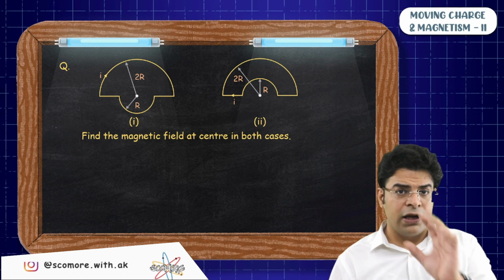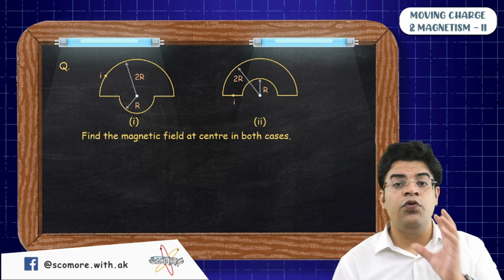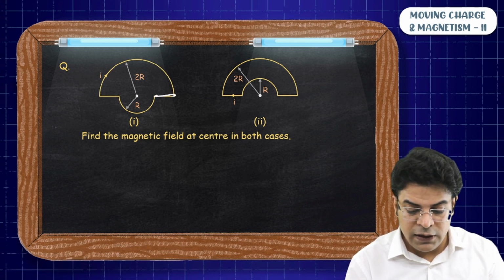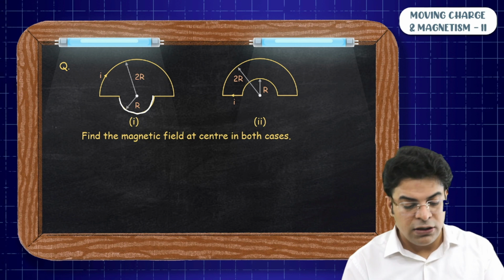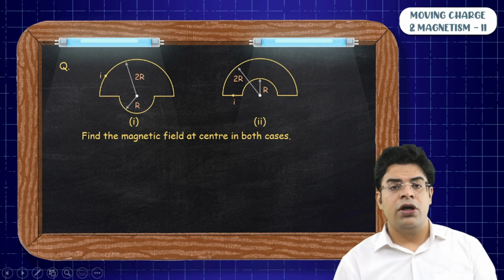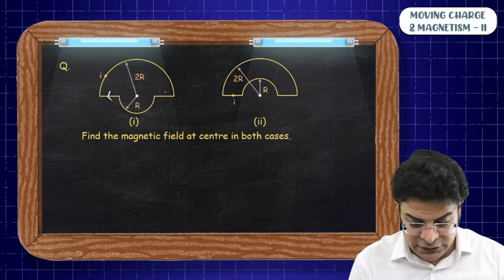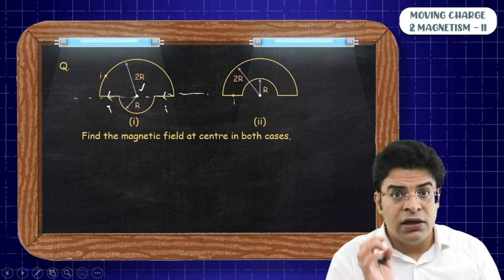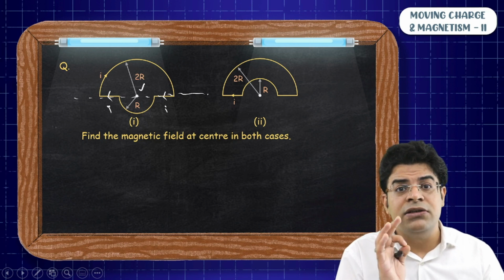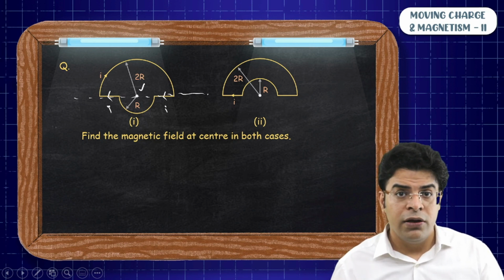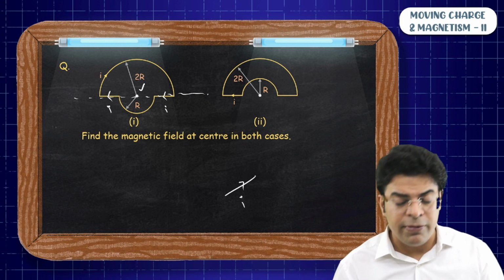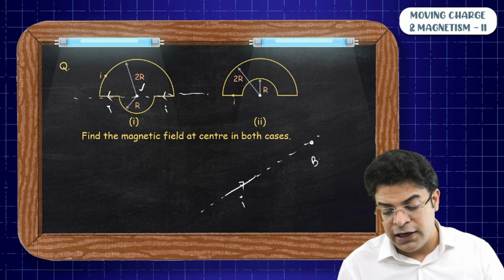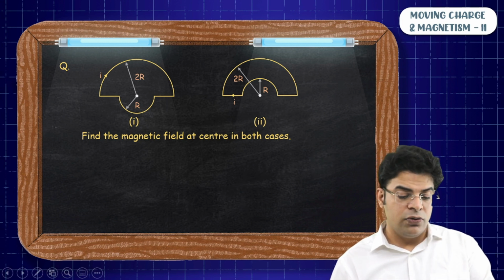Now you can break down this first figure into four parts. A bigger semicircle, yes. A straight line, yes. A smaller semicircle, yes. And another straight line. Due to the two straight lines, the magnetic field at the center is going to be zero. Why? Because the center is on the same line as these two straight parts. We have learned that if you have a current carrying element, then at a point on the line of the element, the strength of magnetic field due to the current carrying element is zero.